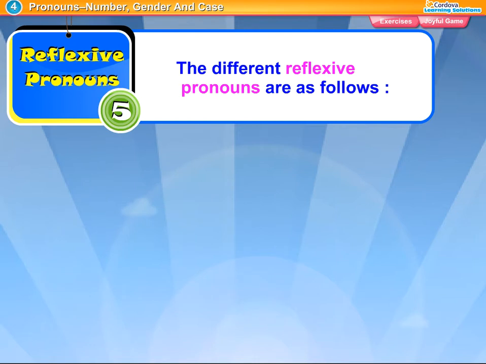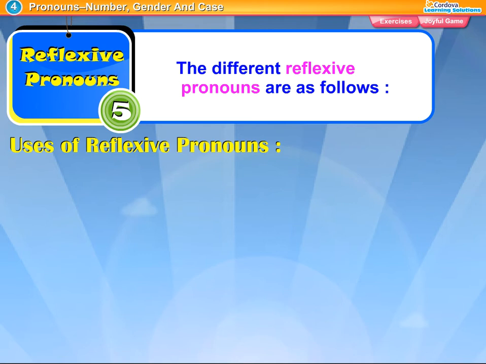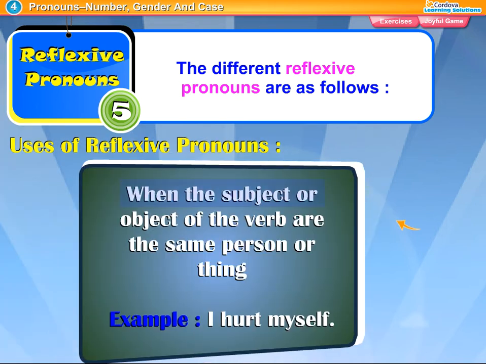The different reflexive pronouns are as follows: singular, plural. First person: I, we; myself, ourselves. Second person: you; yourself, yourselves. Third person: he, she, it; himself, herself, itself, themselves. Uses of reflexive pronouns. When the subject or object of the verb are the same person or thing.